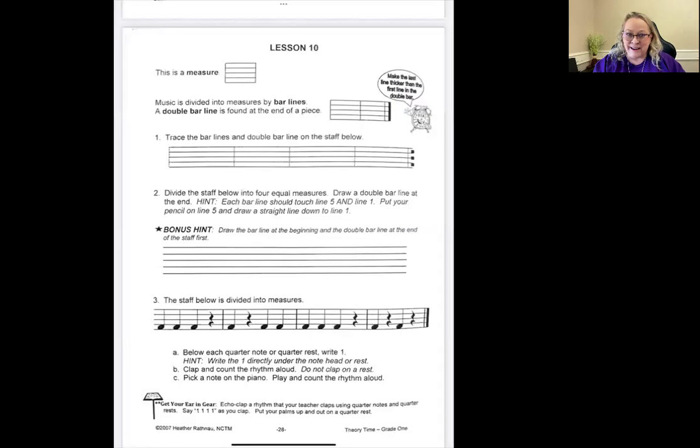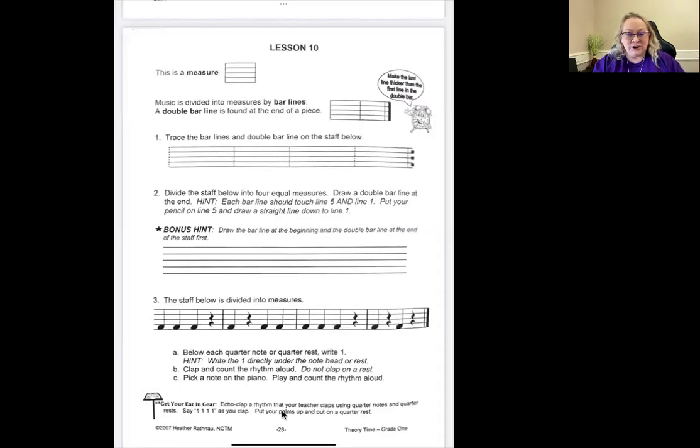Congratulations on making it to lesson 10 in your level 1 theory time book. Let's take a look at lesson 10. Turn in your book to page 28 and I'm going to share my screen so we can look at it together. So on lesson 10, we're learning about what is a measure.